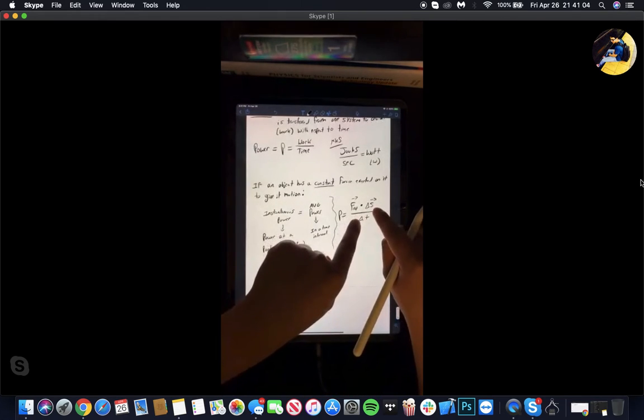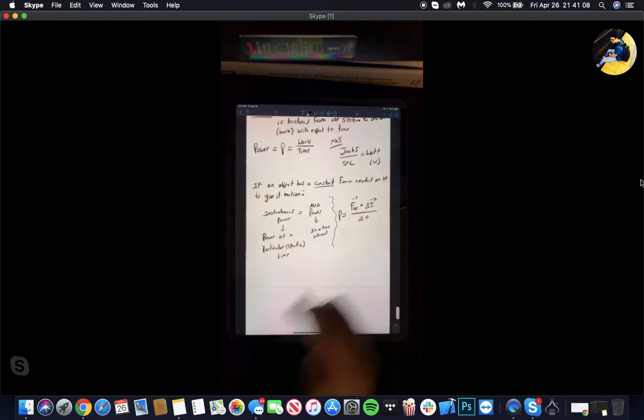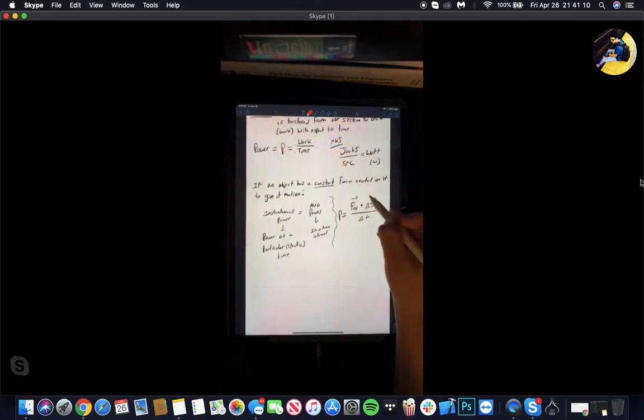But look, you see the change in displacement and time. What is this? The change of displacement.